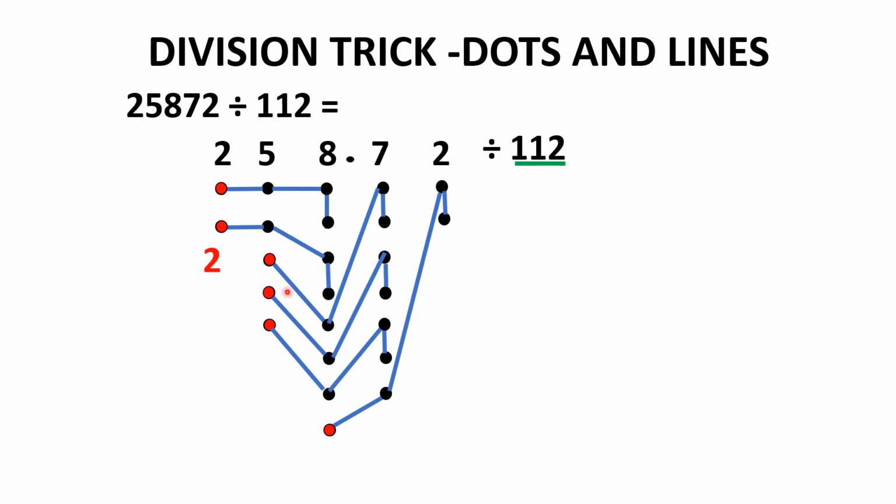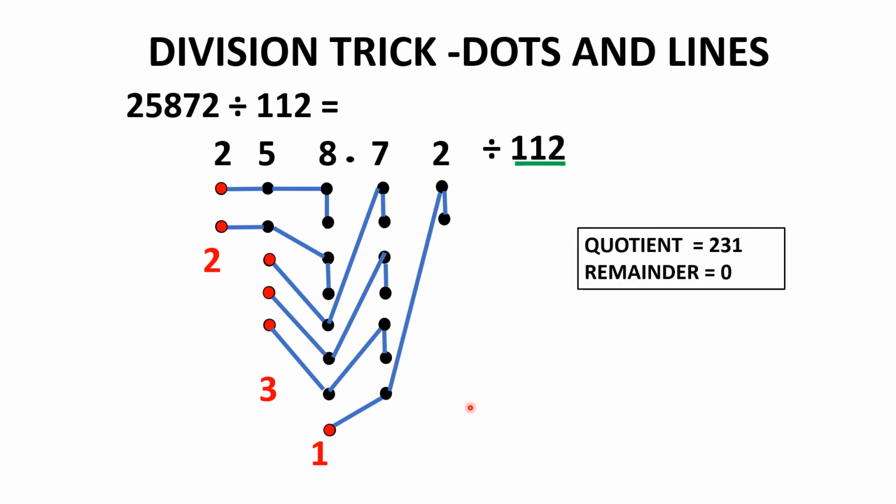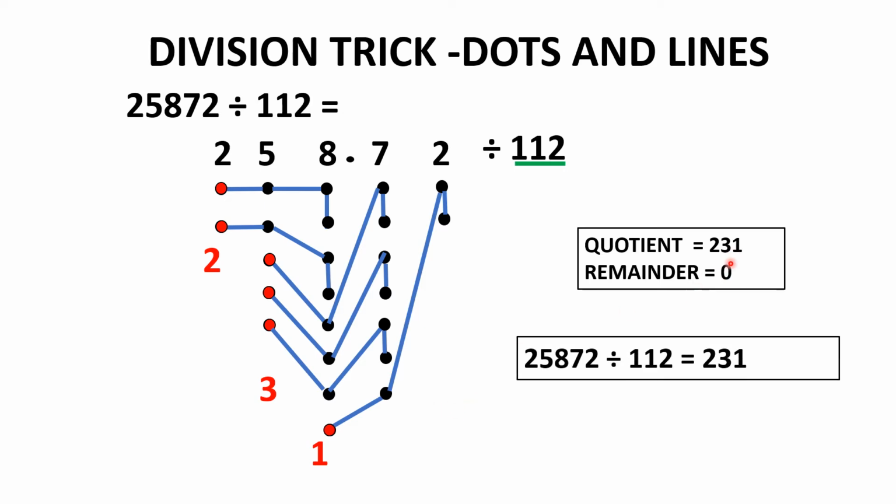Under 5, you see how many starting points are there. We have considered it in red color. When you are doing with pen or pencil you can darken the dot. So 3 here, and under 8 how many are there? 1. So after the decimal point, you see under 7 are there any starting points? No. Under 2, any starting points? No. That's it. So our quotient is 231 and remainder is 0. That means when 25872 is divided by 112, it is equal to 231. It is like the same 2-digit way, but here, 3 digits means we consider the first row, second row and third row.